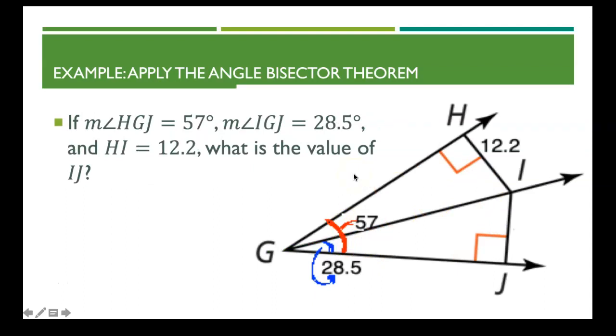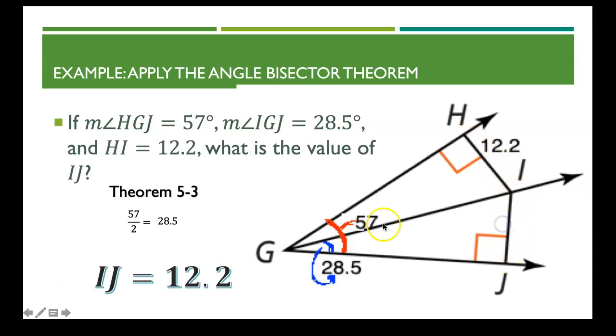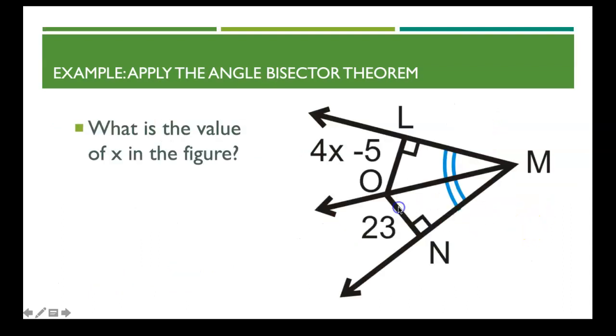Okay, the next one is working our way through the angle bisector theorem, theorem 5-3, forwards. So what it gives us is this angle is 57, and then it gives us the half angle is 28.5 degrees. So if this is an angle bisector, then these two pieces will be the same. So check it. Is 57 divided by 2 28.5? Yes, it is. So we know that GI is the angle bisector, and therefore HI and JI are going to be the same measure. So IJ would have to be equal to 12.2. This is 12.2, this also has to be 12.2.